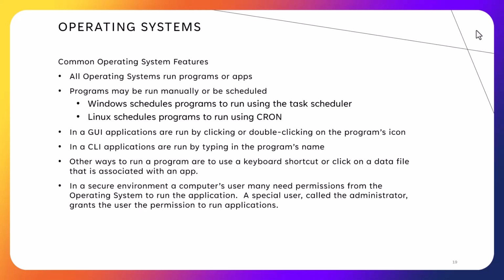In a secure environment, the user might need permissions to run a certain application. Now, a special user called an administrator will grant the permissions to run that application. So if you're in one of the secure environments and you double-click on an application and it does not run, you may have to call the administrator and get permission to run that application.